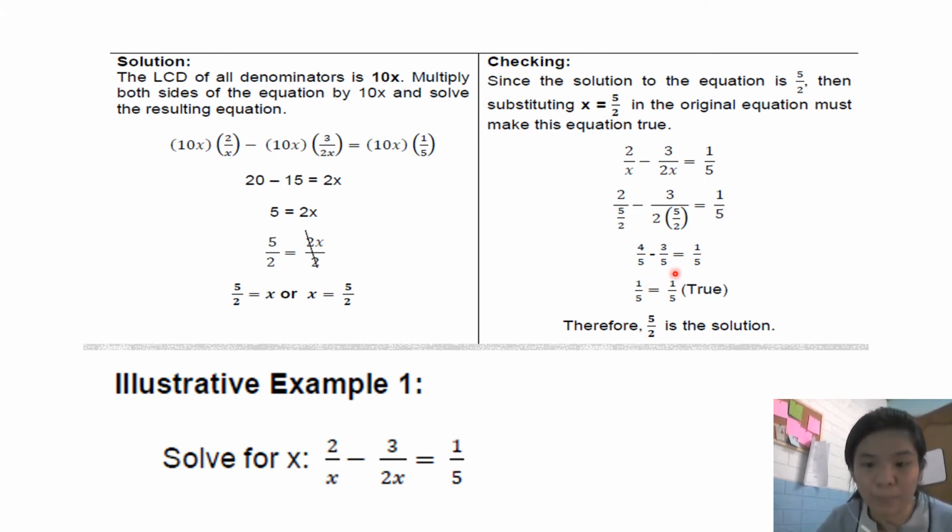So 4 over 5 minus 3 over 5, since they are proper fractions, all you have to do is to subtract the numerator. Then copy the denominator. So 4 minus 3 is 1. Copy the denominator, 5. 1 over 5 is equal to 1 over 5. Therefore, it is true. Therefore, 5 over 2 is the solution. So that's it.